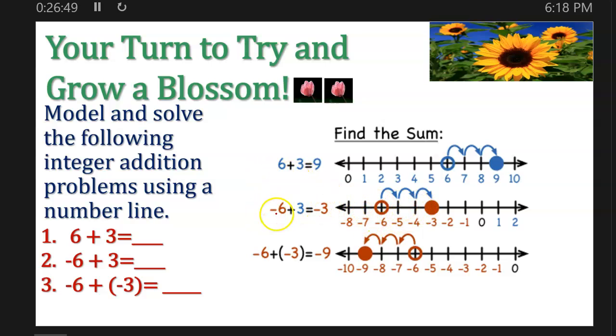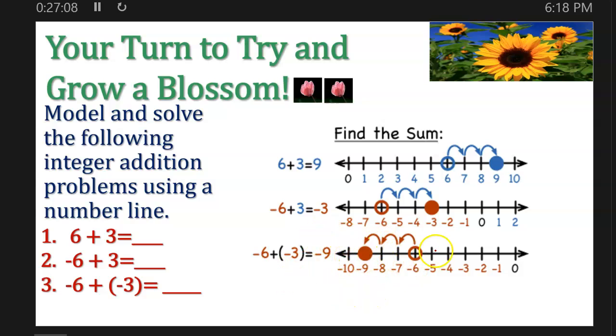Now we have a negative 6 plus a 3. So again, starting at 0, we go all the way to negative 6. And then after we're at negative 6, we go in the positive direction, 1, 2, 3. And where we end up is the negative 3 spot. So our answer there would be a negative 3.